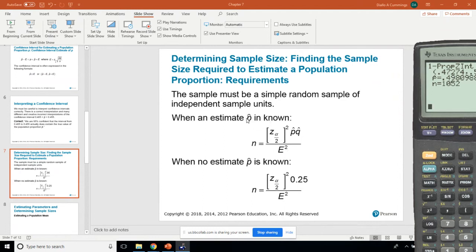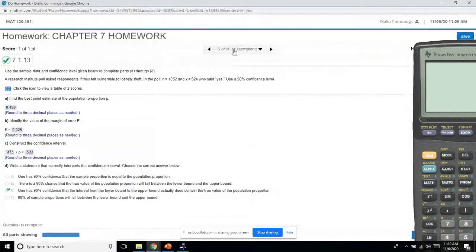That's if we know p, we can find p hat, we can use the formula. However, if there's no estimate for p hat, we would use this formula. The sample size would be equal to Z alpha over 2 squared times 0.25 divided by the margin of error squared. So you would use the first formula if p hat was known. You would use the second formula if p hat was not known. So let's take a look at number 33.